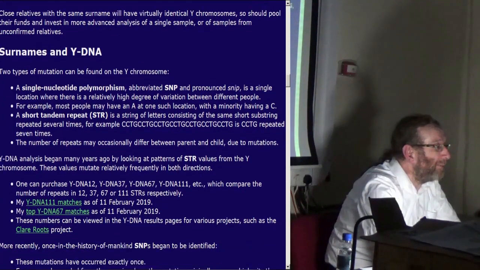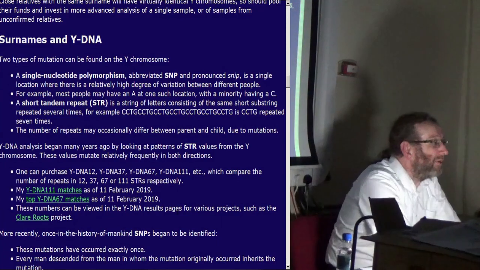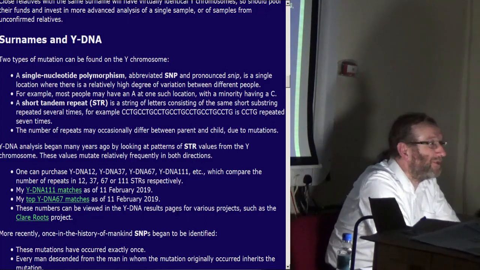So there's 2 types of mutations that we look for on the Y chromosome: SNPs and STRs. SNP is a single nucleotide polymorphism. The nucleotide is the chemical compound that gives you the letter A, C, T, or G. Single nucleotide means it's just one letter that changes. Polymorphism is a Greek word meaning more than one form. So most people might have an A at a particular location on the Y chromosome. Some people will have a C.